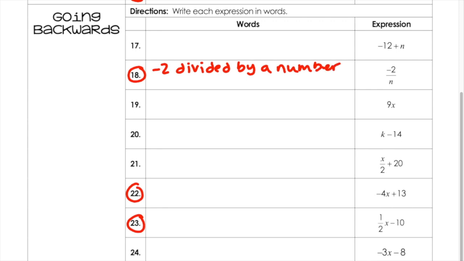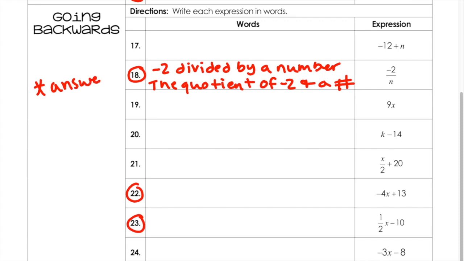Or you could also say the quotient of -2 and a number. And I'm going to use the pound symbol for number. Either of these are correct. So our answers may vary when we are translating expressions or writing the words for a given expression.